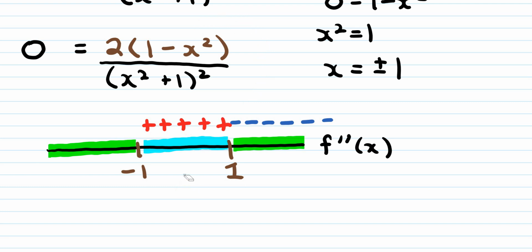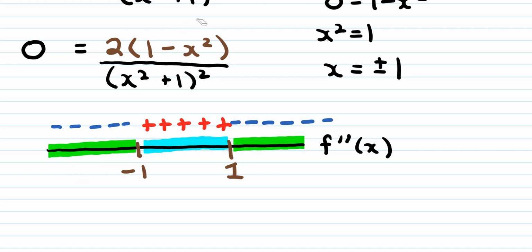Okay, that's for that region, and let's pick a region over here. Let's try negative 100. If I plug in negative 100 over here, I get 2 minus 100 squared. So negative 100 squared is positive, but 1 minus that will be negative. So a negative divided by a positive is going to be negative. So this whole region here is going to be negative. All right, so do take a little bit of time to test that.